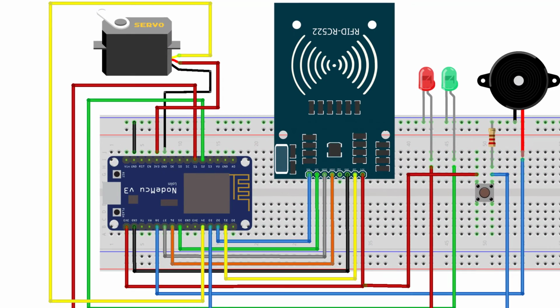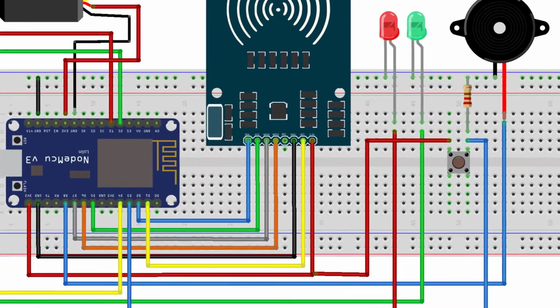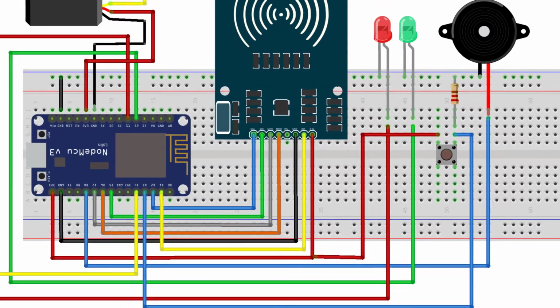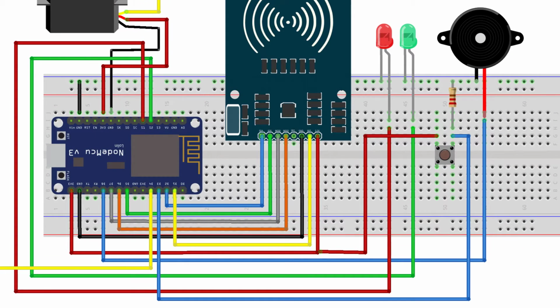Now let's see the servo part. The red wire is connected to 3.3 volt, the black wire is connected to GND, and the yellow or orange wire is connected to the D4 pin. Similarly, we have a piezo buzzer. The negative pin is connected to the ground and the positive pin to the D8 pin of NodeMCU. Now the red LED and green LED, both negative pins are grounded and the positive pin of the red LED is connected to the D3 pin. Similarly, the green LED positive pin is connected with the D2 pin.